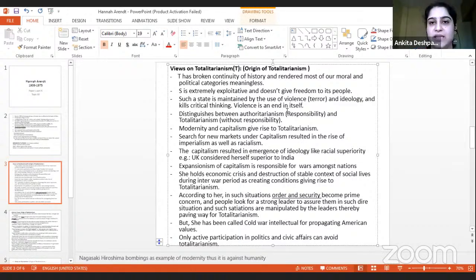So she had seen the atrocities that Adolf Hitler committed against the Jews in Germany for whatever reasons. Because of Nazism that was present, as well as Stalinism that she was seeing in Russia, she gave her views on totalitarianism. She says that totalitarianism has broken continuity of history and rendered most of our moral and political categories meaningless.